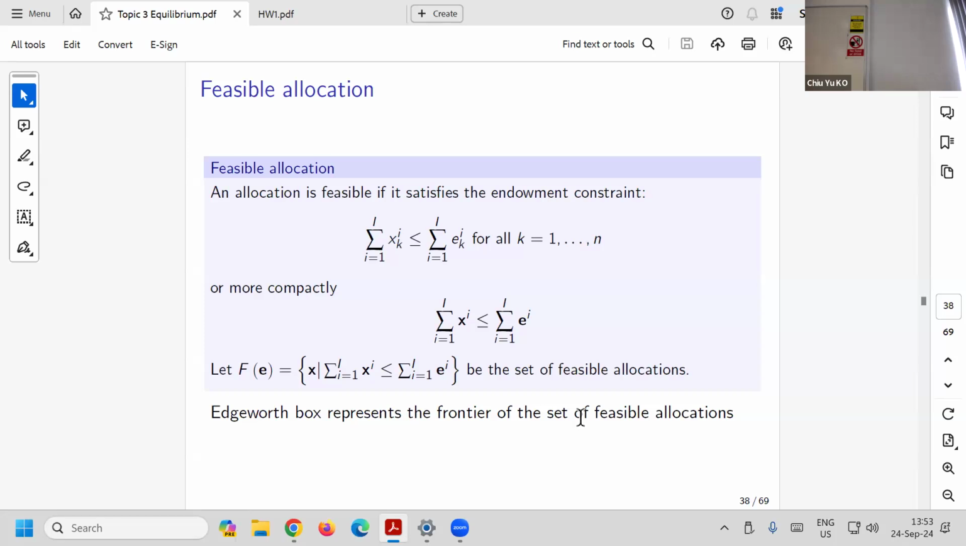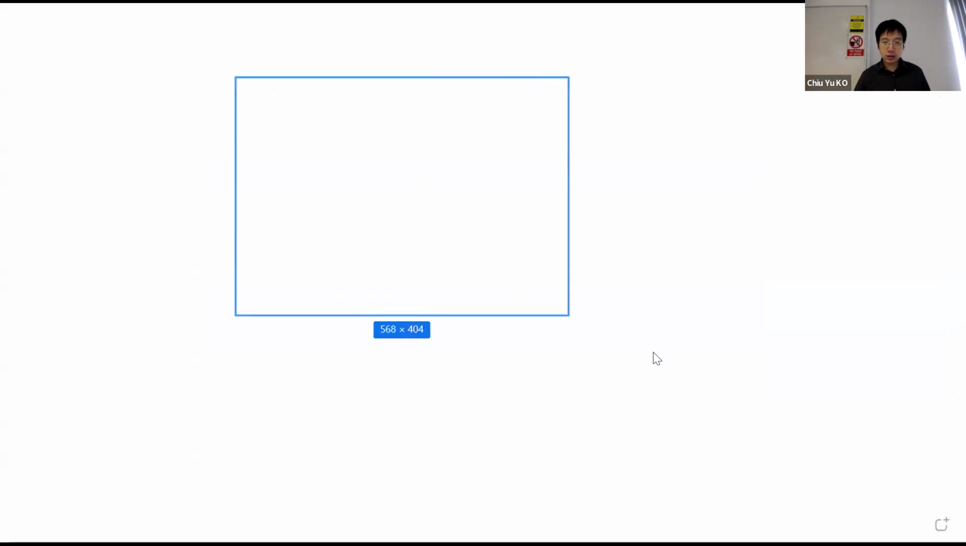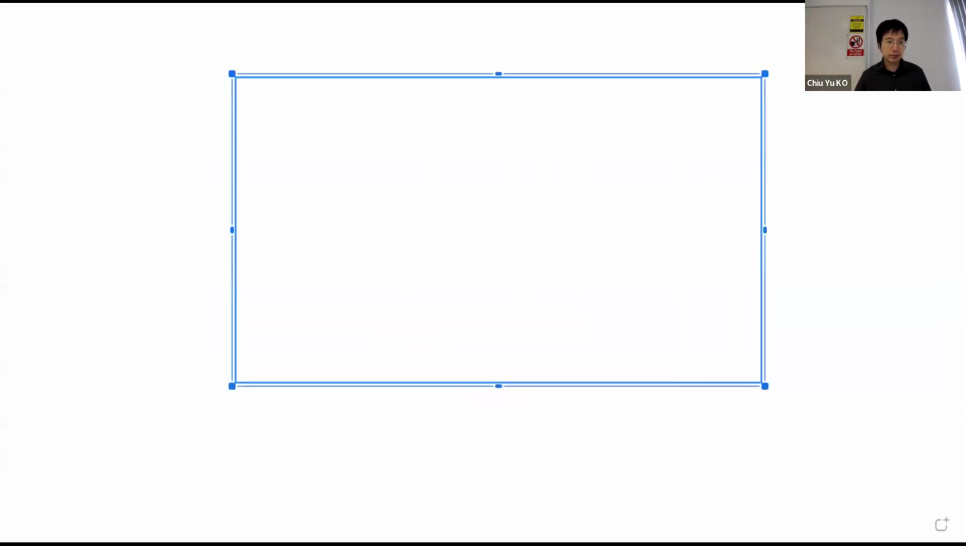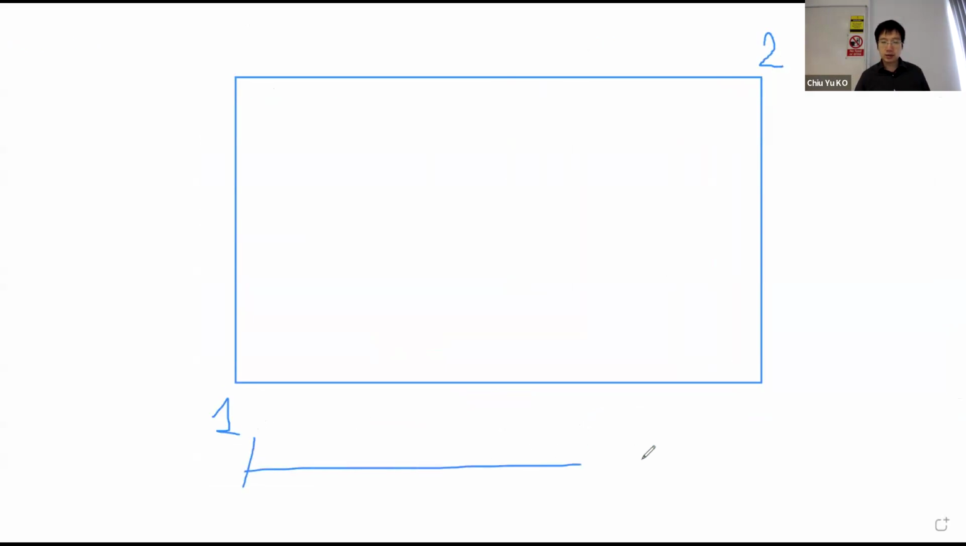And we define this as the set of feasible allocations. This is a little bit abstract, but actually you learned it in the Edgeworth box. Let me write that down. You learned it in undergrad. Usually when you learn general equilibrium, you learn it like this, right? You write agent 1 and agent 2.